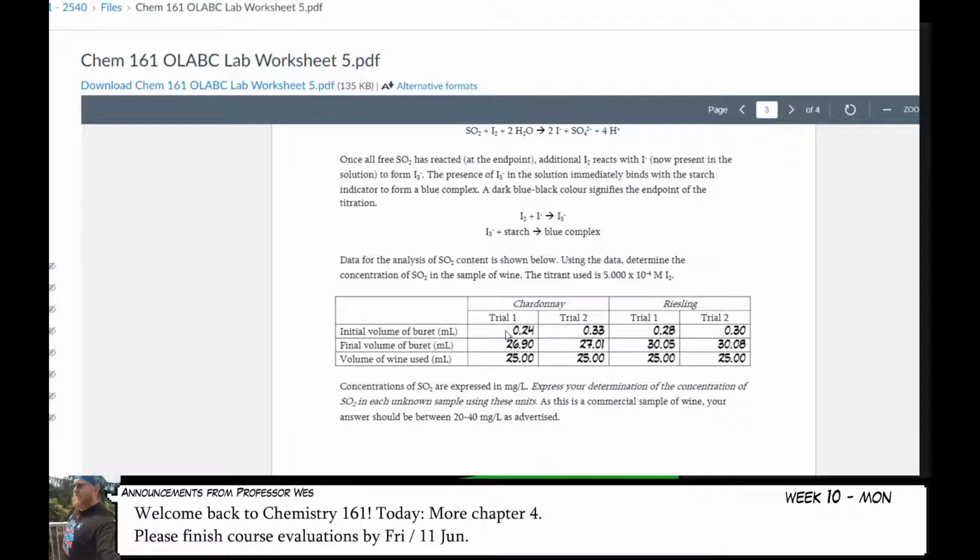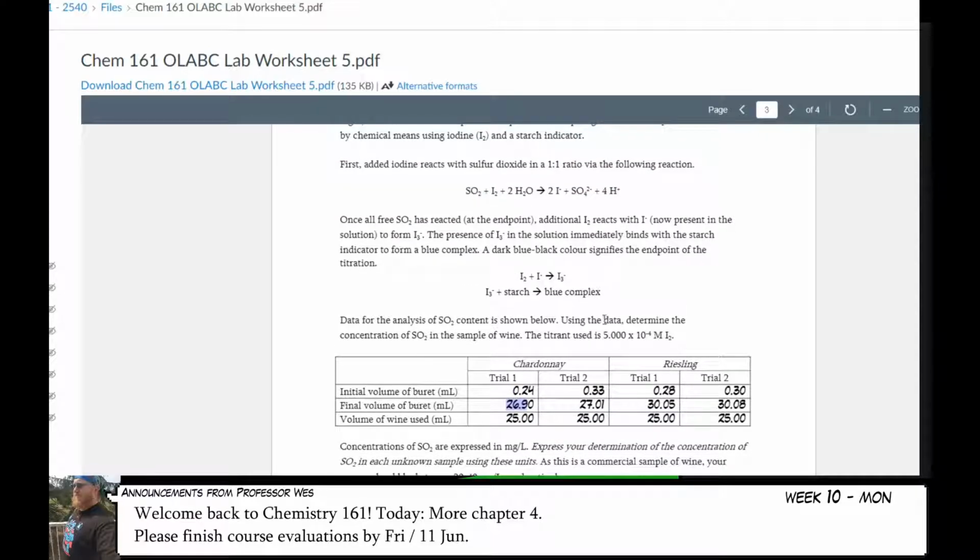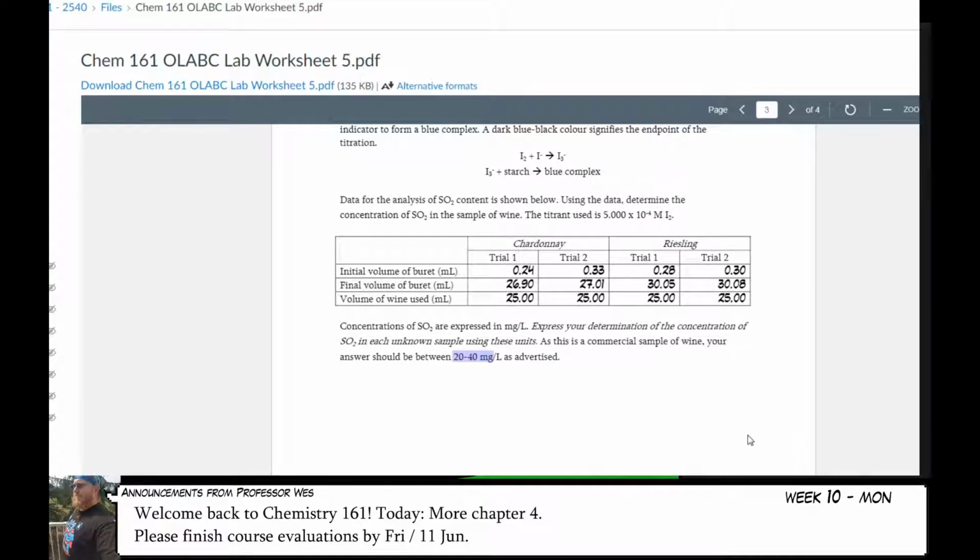So I have written down the volume of the iodine that is needed before it turned blue, which means that I needed the difference between these volumes worth of iodine. Here's its concentration. You can figure out how many moles that is, then you know how many moles of SO2 there are. The units that I want you to consider for this expression are milligrams per liter. Here's the hint for your answer range. You should get something between 20 and 40 milligrams per liter. Oops, that's not on the screen.